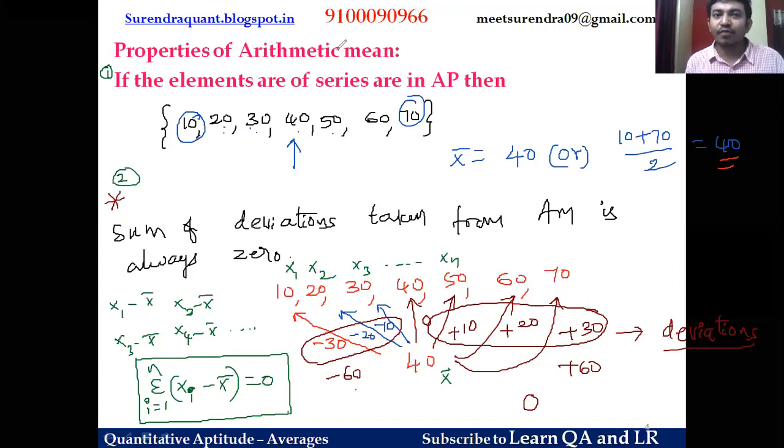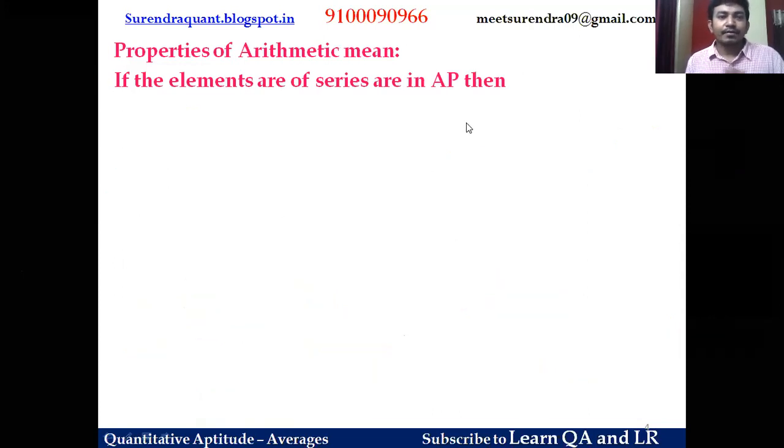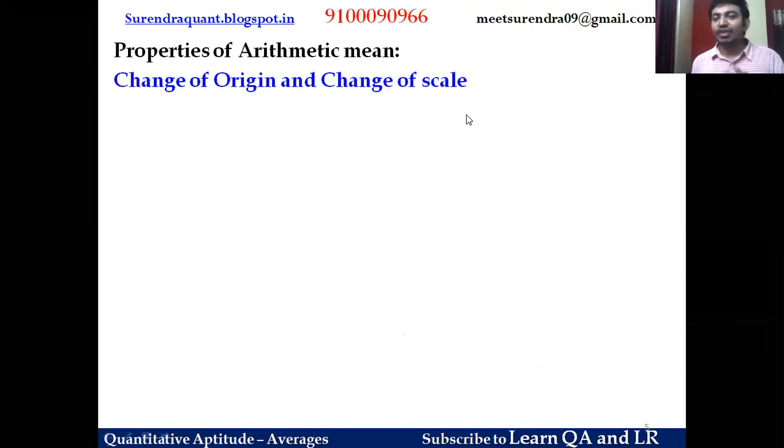Now let us go to the third property. What do you mean by change of origin and change of scale? A very important property of arithmetic mean is that the arithmetic mean is affected by change of origin and change of scale. Friends, change of origin means if I add or subtract something, that is called change of origin. Change of scale means if I multiply or divide by something, that is said to be change of scale. Now let us try to understand it better by taking a simple numerical example.